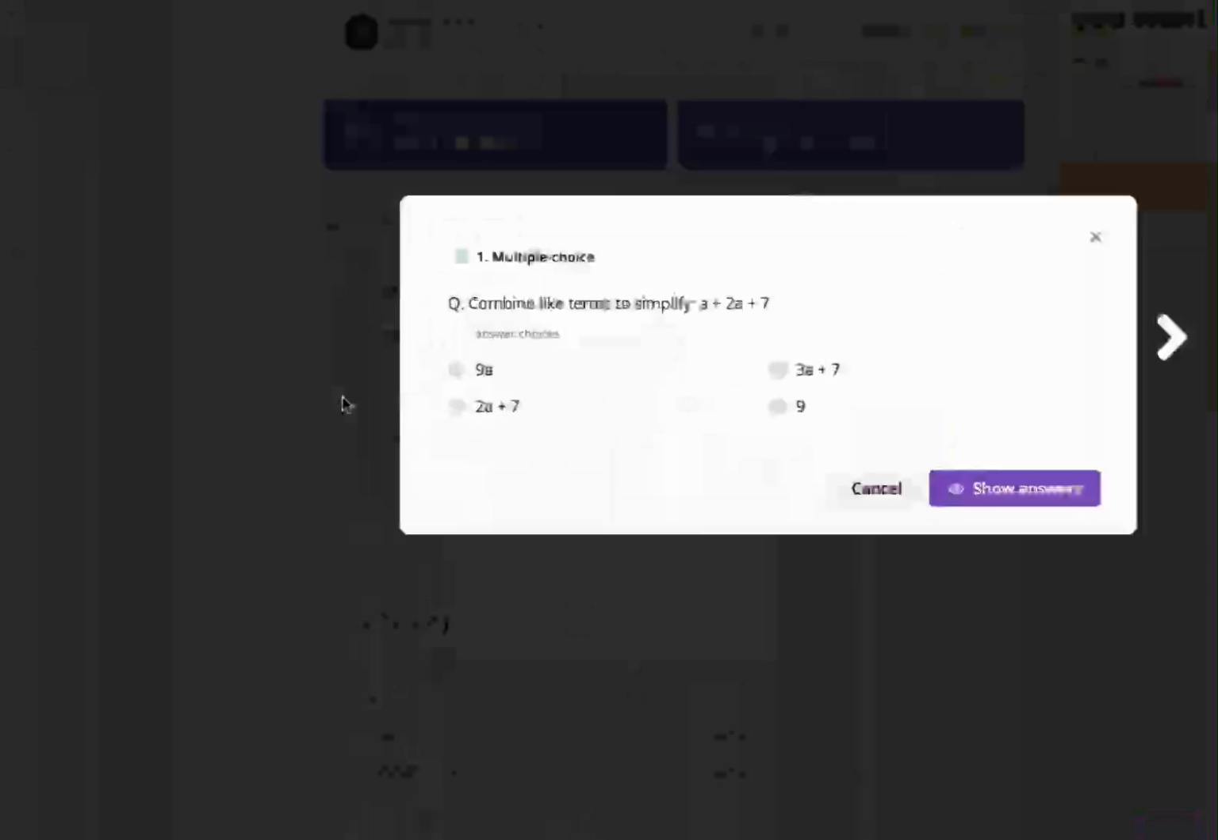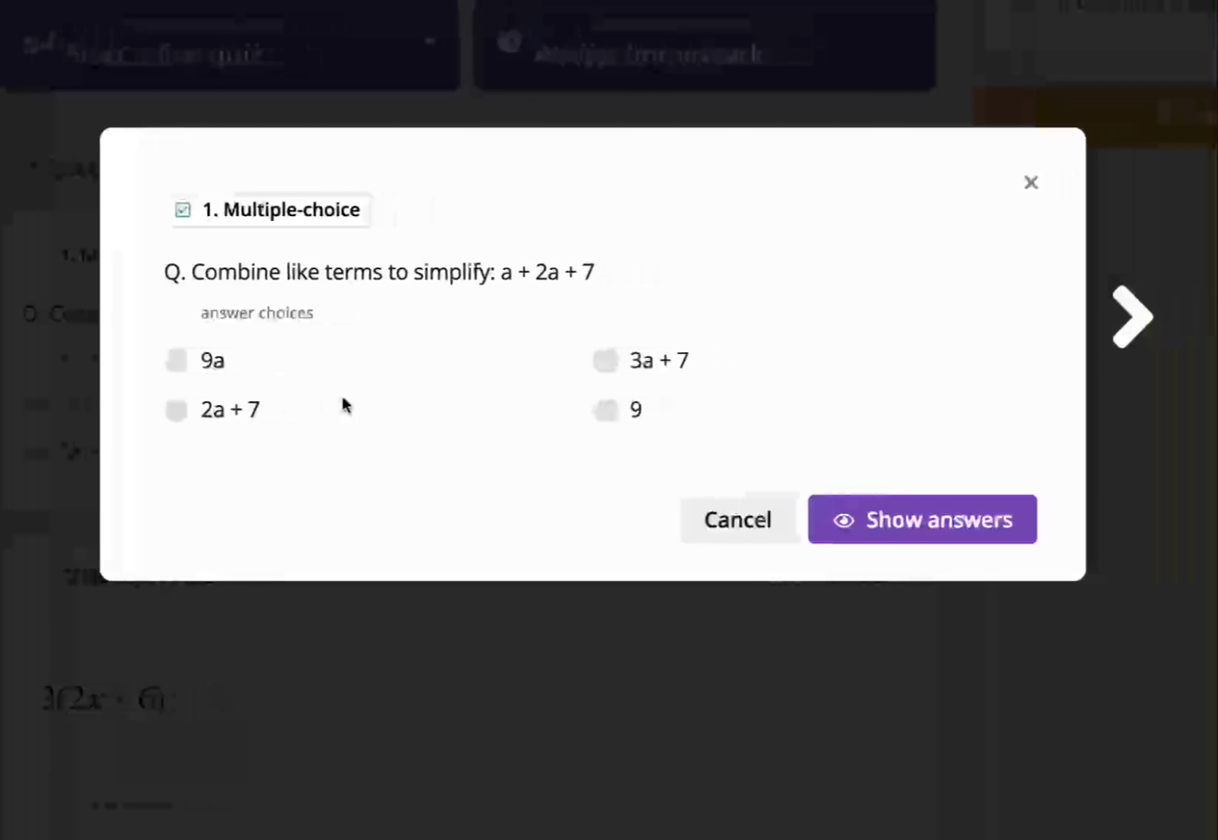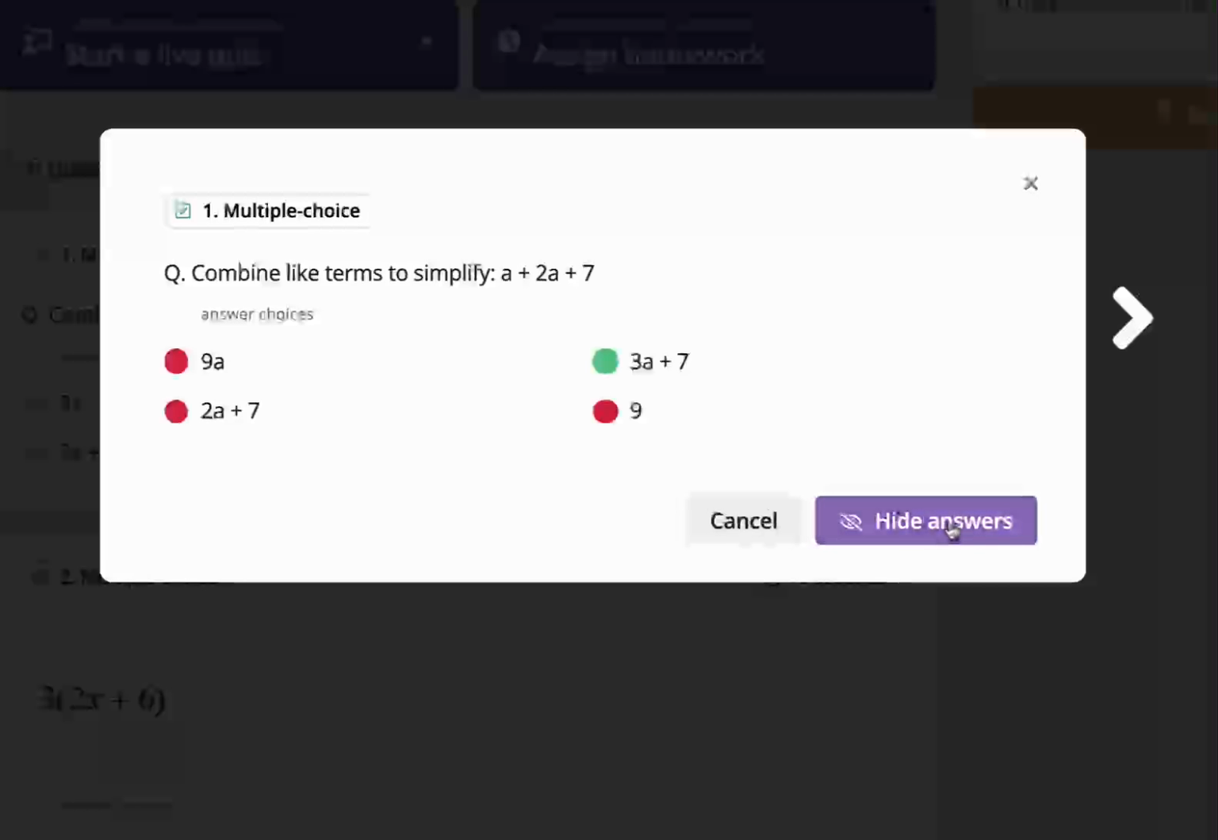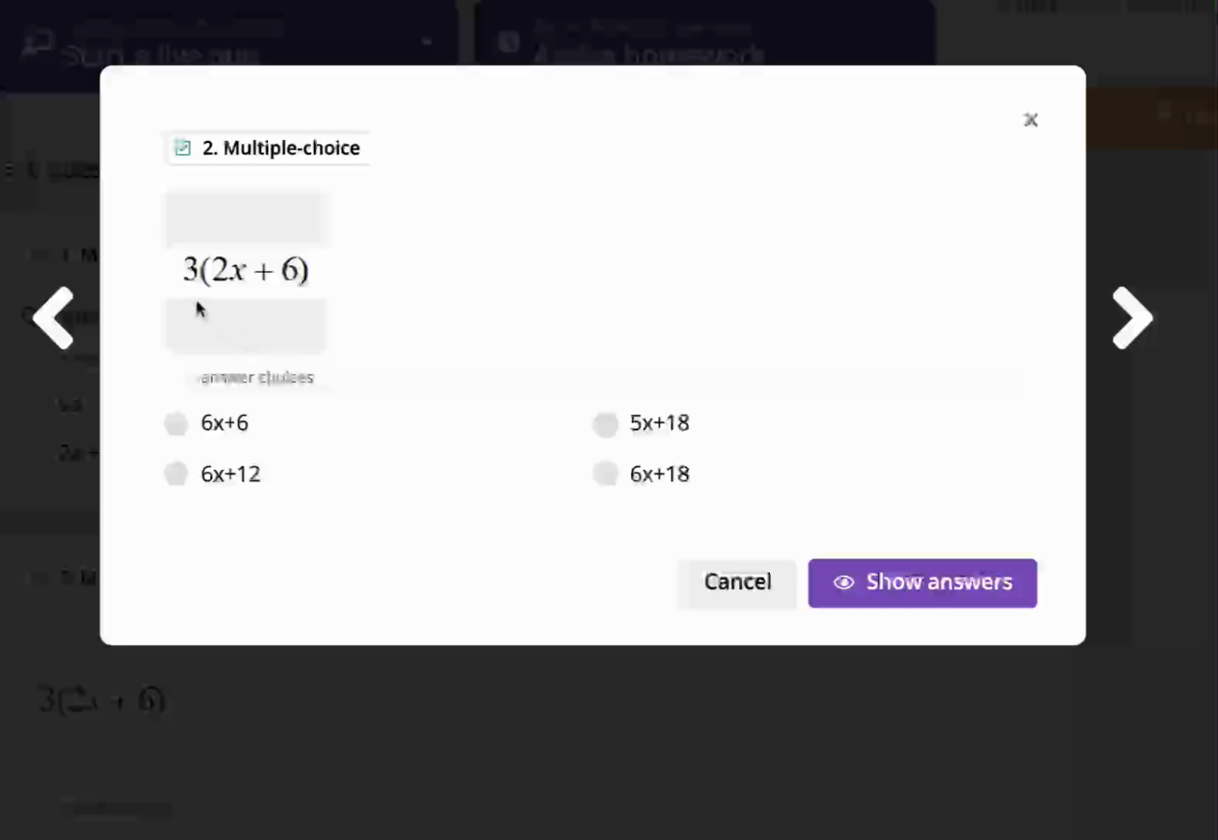So let's go ahead, combine like terms. So we have a and 2a, these two are like terms. 2a plus a is 3a, so 3a plus 7. We should multiply 3 by the quantity 2x plus 6 by using the distributive property. Multiply 3 by the first term and the second term. 3 times 2x is 6x, and 3 times 6 is 18. So the correct choice is 6x plus 18. Any problems?